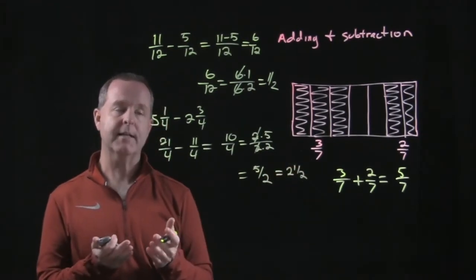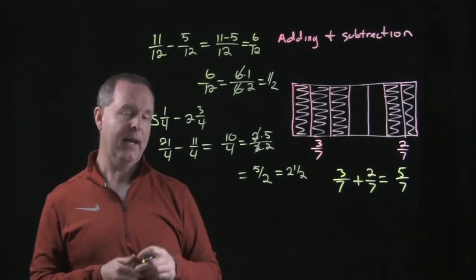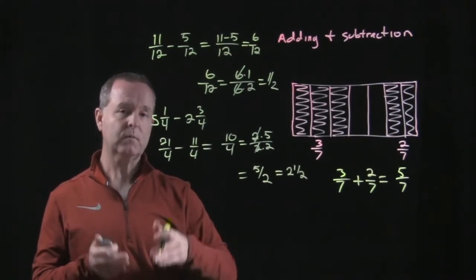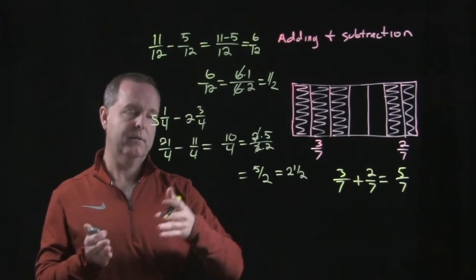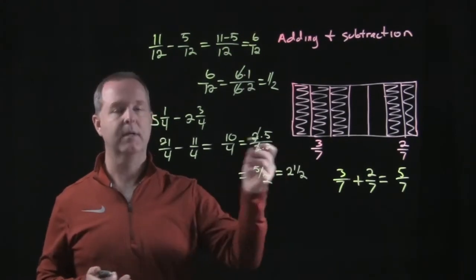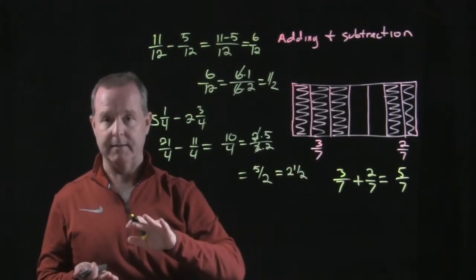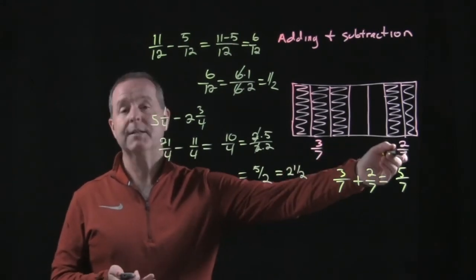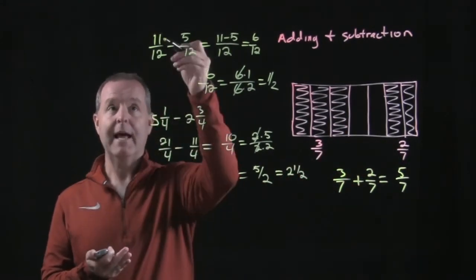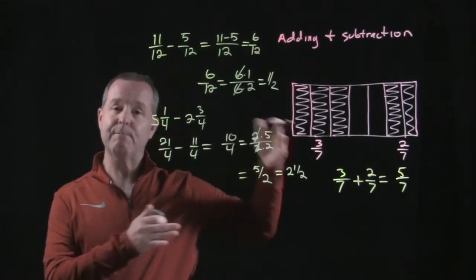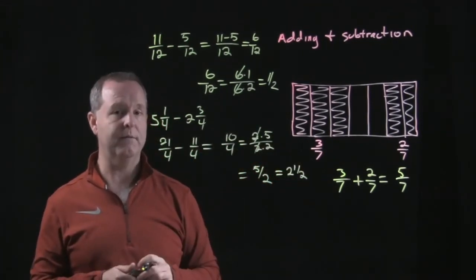So there you have the process where we can add and subtract. And when we're adding and subtracting, we're adding like amounts to other like amounts. And what I mean by like amounts, 3 parts of 7s. The 7 is the same, plus 2 parts of 7. 11 parts of 12. Take away 5 parts of 12. How many parts of 12 do I have left?